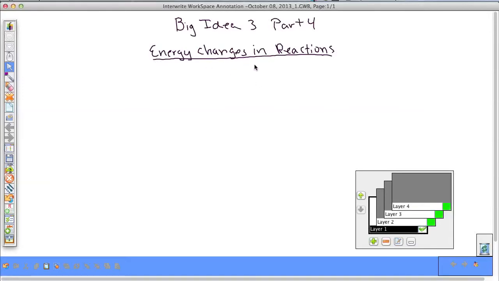AP Chemistry, and here we are back to idea part 4. In this one we want to look at the process of following energy throughout reactions.